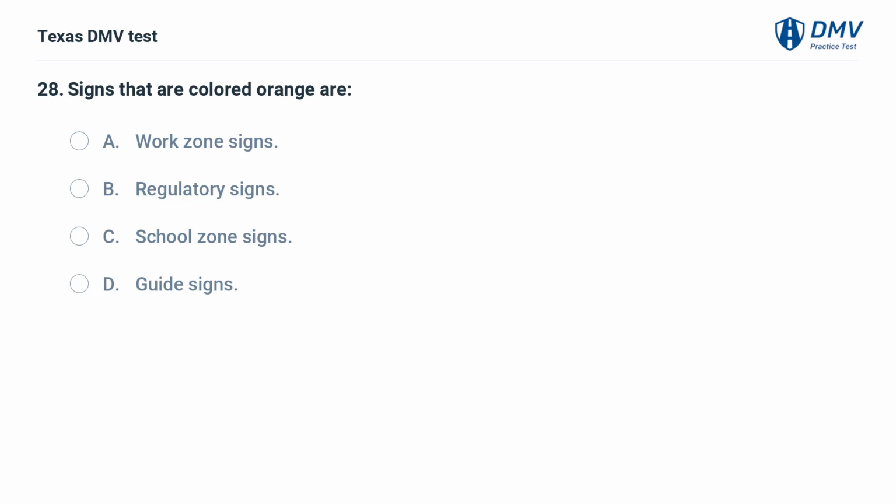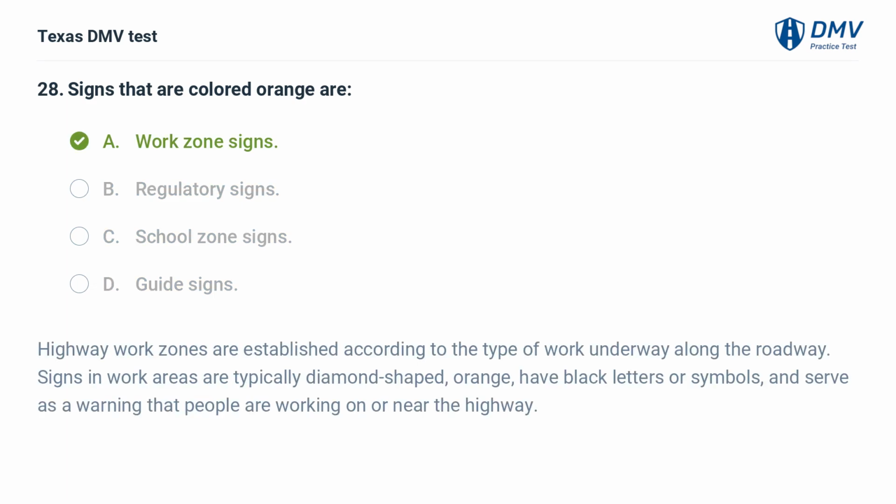Signs that are colored orange are: A. Work zone signs. B. Regulatory signs. C. School zone signs. D. Guide signs. A. Work zone signs.